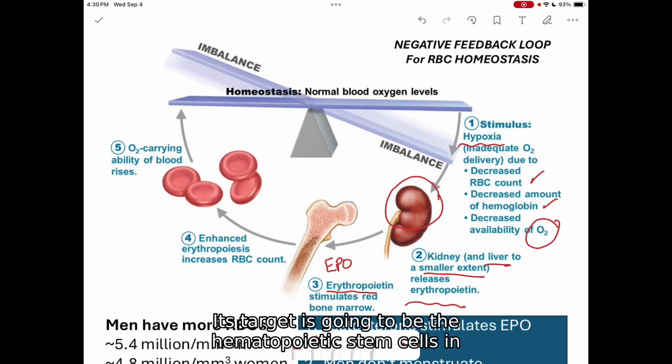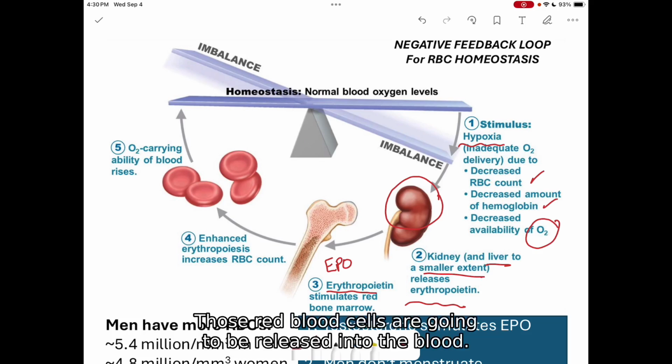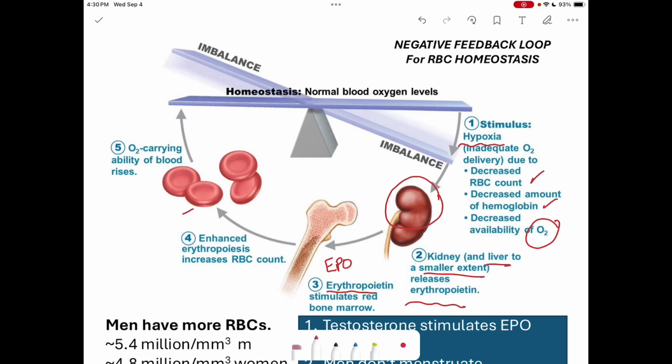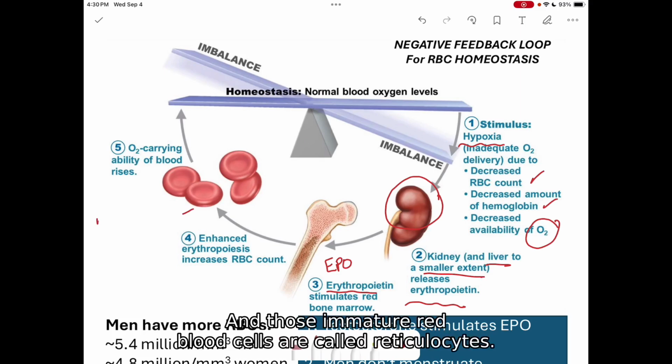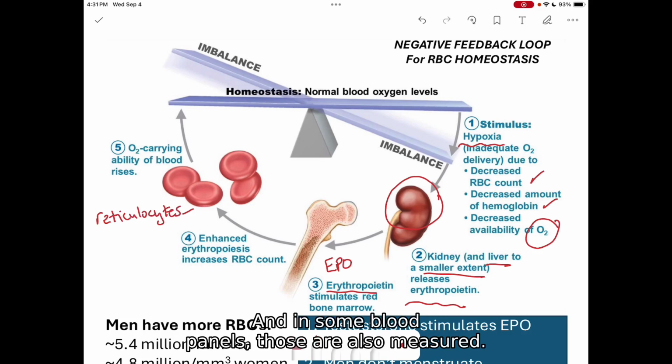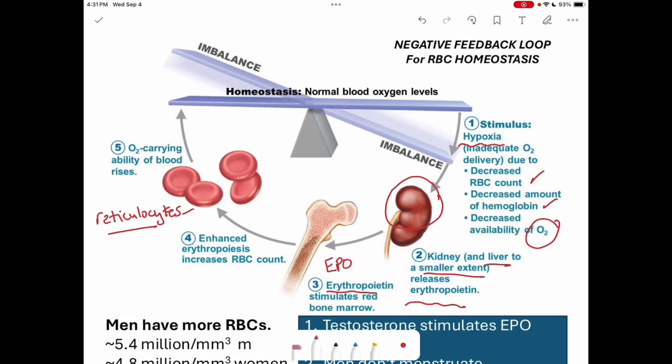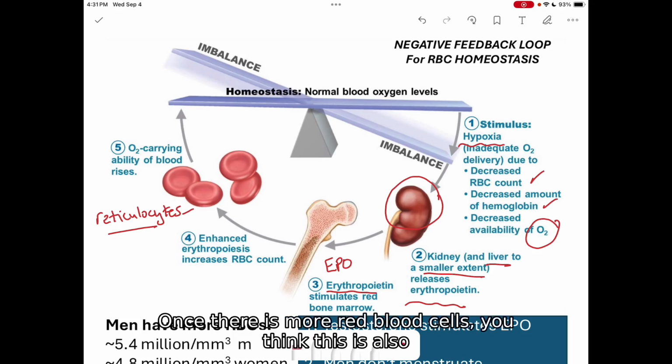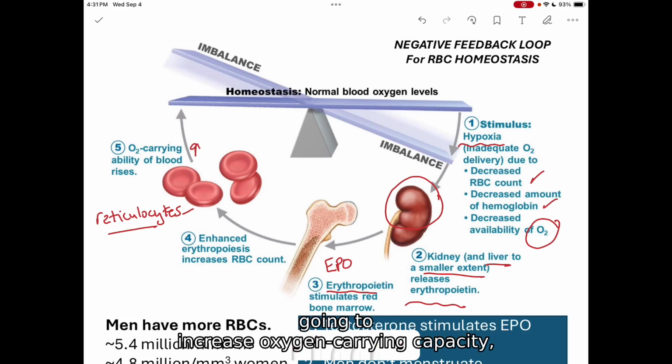Its target is going to be the hematopoietic stem cells in the red bone marrow, and they're going to respond by making more red blood cells. Those red blood cells are going to be released into the blood, and they're initially kind of immature. They're usually released when they're 1 to 2 days out from being completely mature, and those immature red blood cells are called reticulocytes. And in some blood panels, those are also measured. Once there are more red blood cells, you think this is also going to increase oxygen carrying capacity, and that should lead to homeostasis.